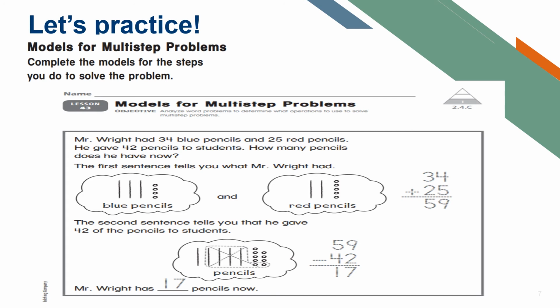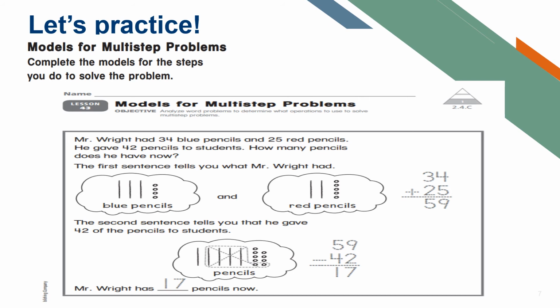So think about the strategies that we use to solve word problems. So if you can remember our 4 boxes, that's awesome. So in the first box, we have to think about what's the data, what's the information that we already know. So we know Mr. Wright had 34 blue pencils and he had 25 red pencils, and then he gave 42 pencils to students. So then in box 2, we have to determine, well, what is the question asking us? Well, we know the question is asking how many pencils does he have now?